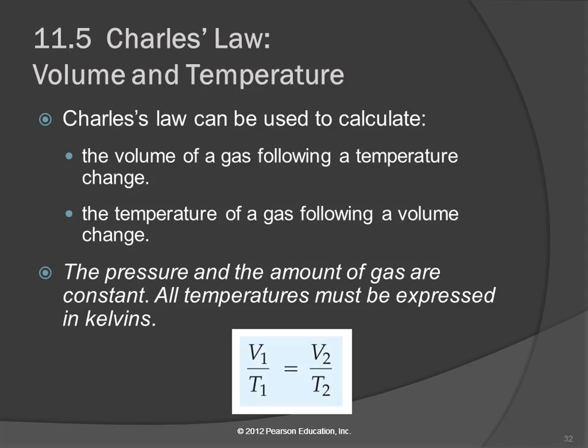So we use Charles' law to calculate volumes and temperatures when those are the only two things changing. So here's the equation. Important that the pressure and amount of gas are constant. So those two things are not changing. All that's changing is volume and temperature. So V1 over T1 equals V2 over T2. That's Charles' law. And so, of course, we're going to do calculations.